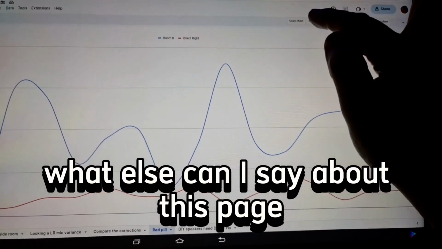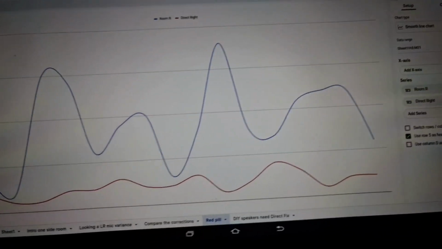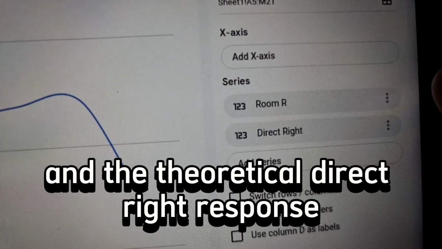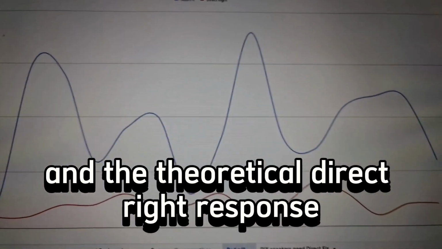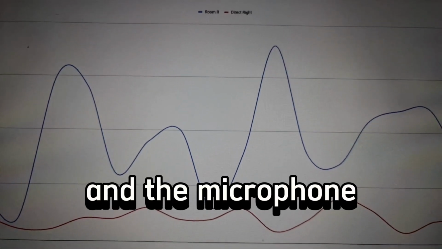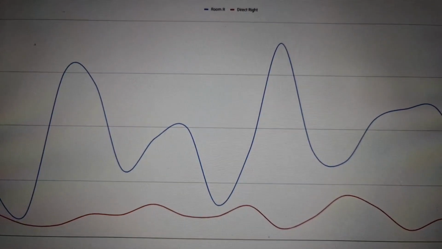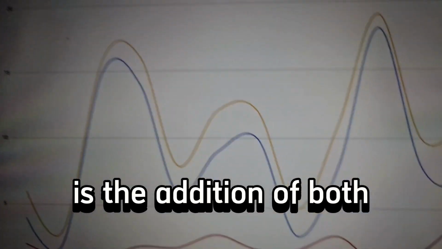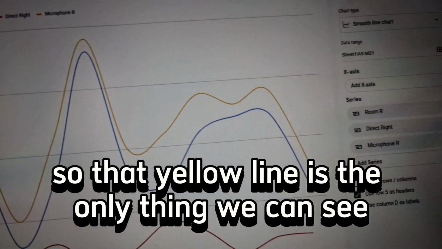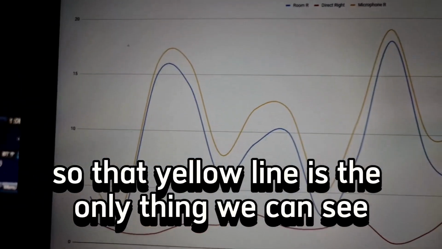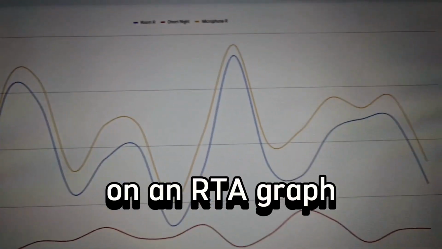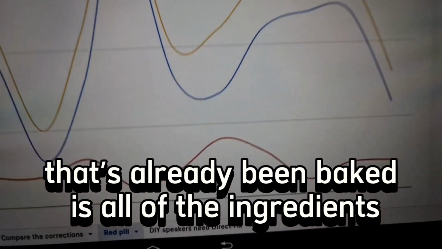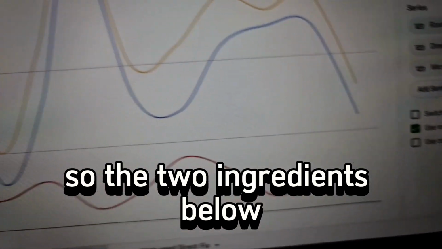What else can I say about this page? Yeah, so I've got the theoretical room response and the theoretical direct response, and the microphone response is the addition of both. So that yellow line is the only thing we can see on an RTA graph, but contained within that cake that's already been baked are all of the ingredients, so the two ingredients below.